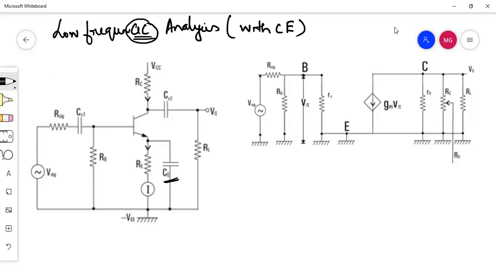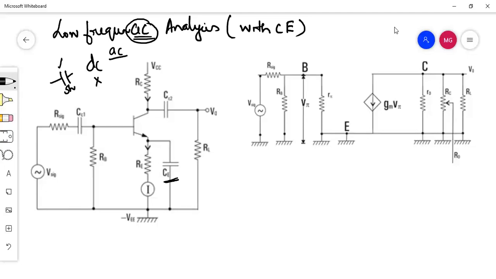So what is an AC equivalent circuit? Consider only AC. Then don't consider DC. Capacitors should be short circuit. That means in AC analysis, consider only AC. If there is a DC source, we should not consider it, or we should short circuit it. Capacitors should be short circuited.